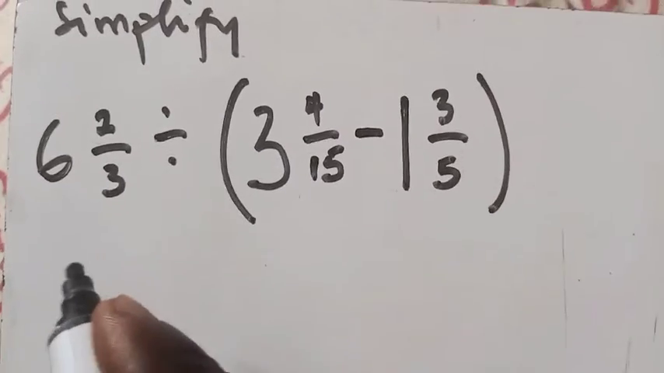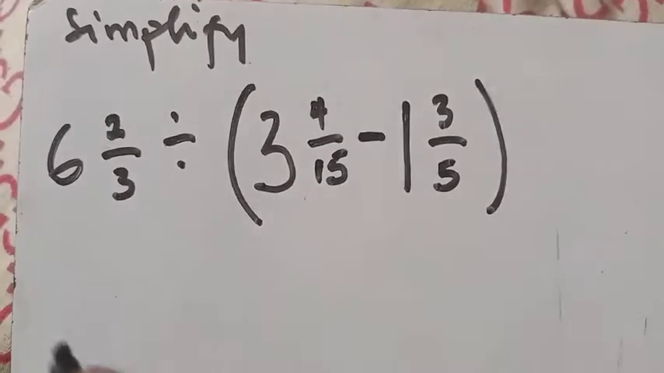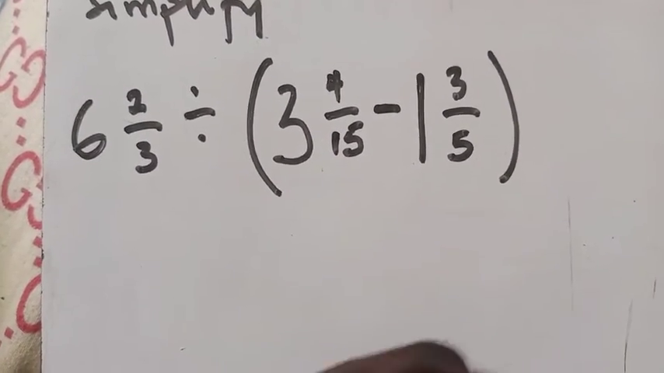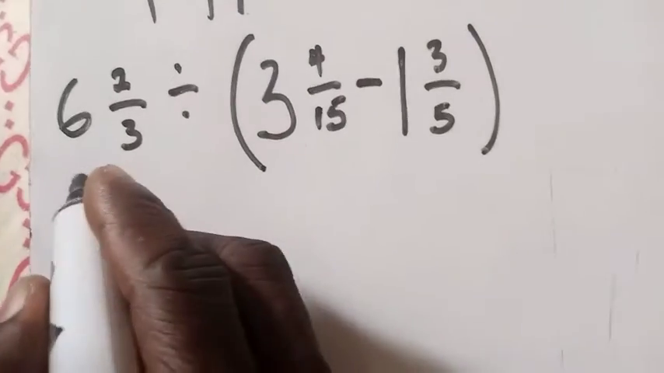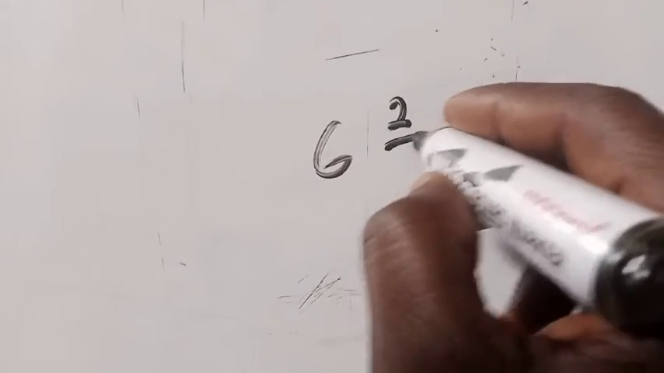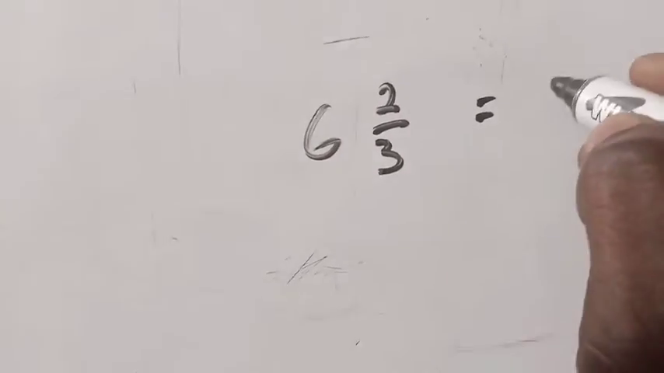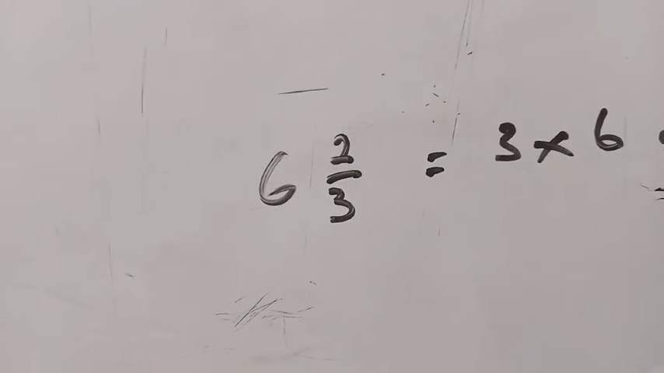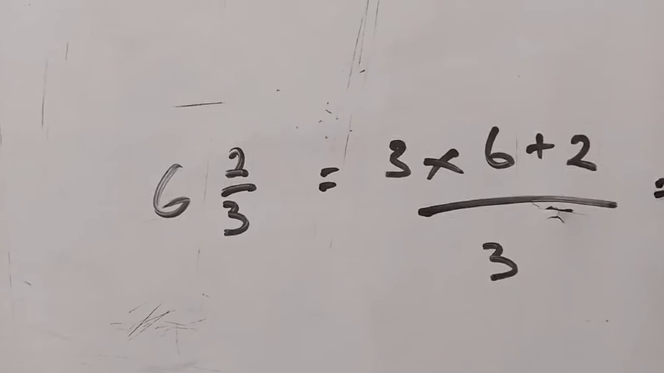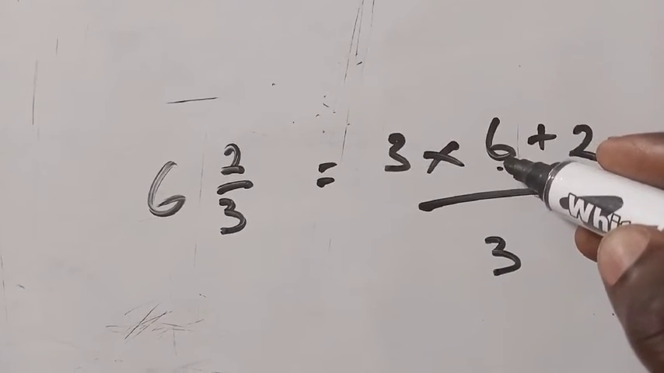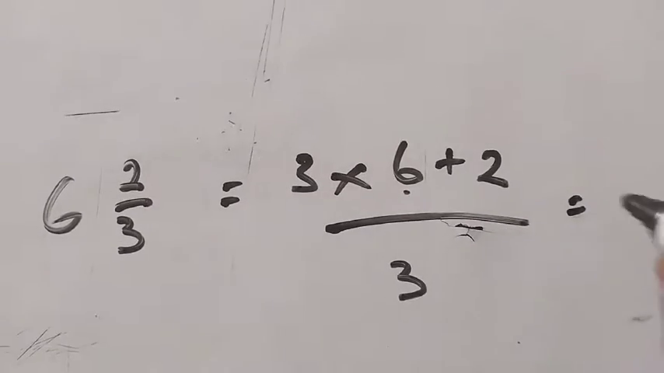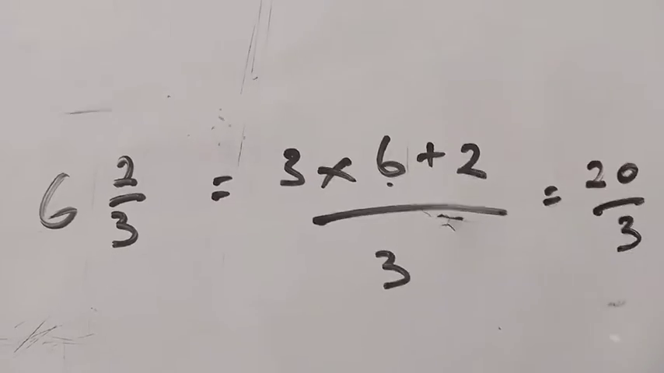Now that we know how to convert this, this one is multiplied by this, and then add to the top one. You can do this somewhere and then come and finish up. So here we are having 6, 2 on 3. That means 3 multiplied by 6 here, and then plus 2, and then everything divided by 3. So this one multiplied by that will give us 18. So 18 plus 2 here is going to be 20 on 3.